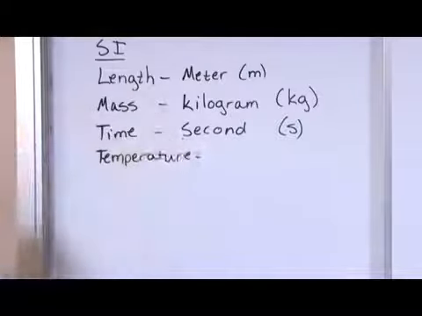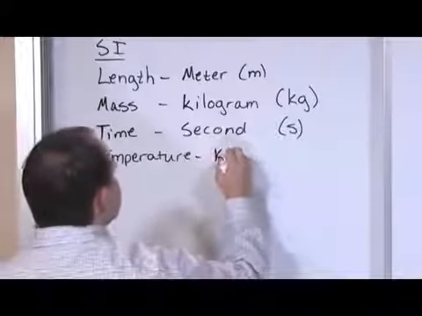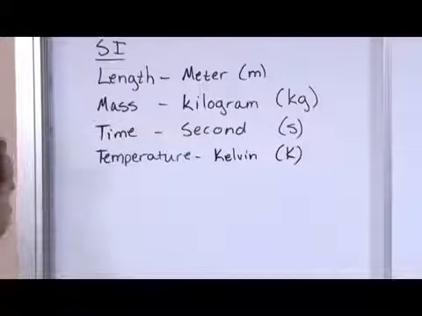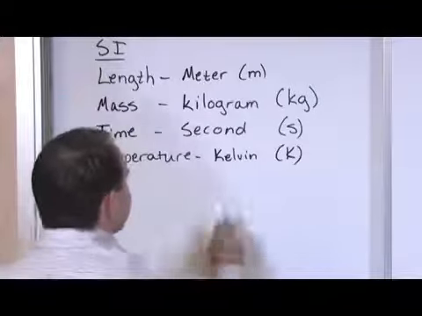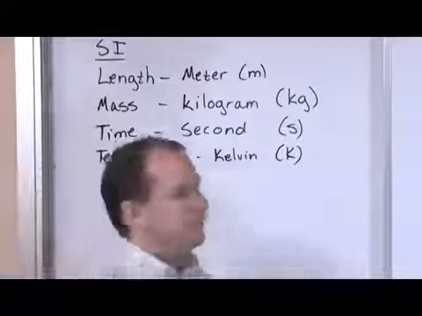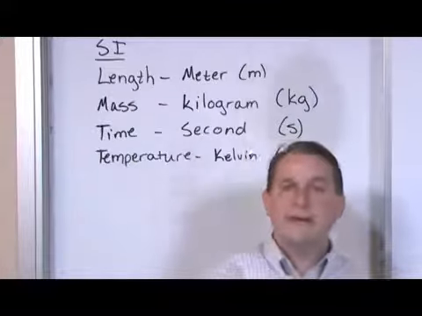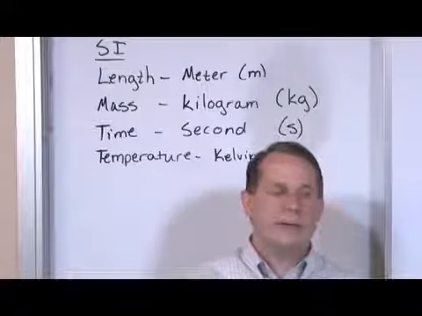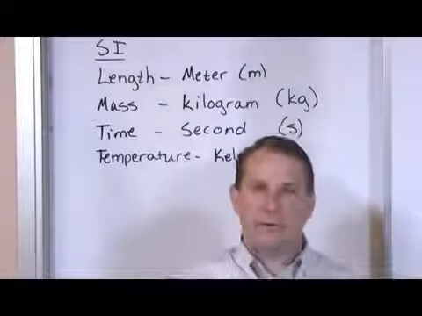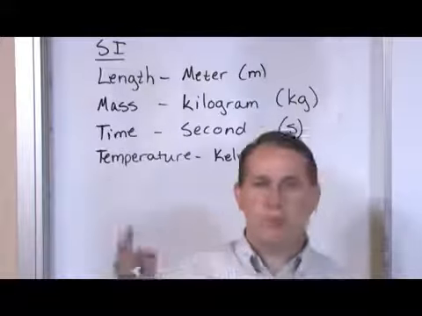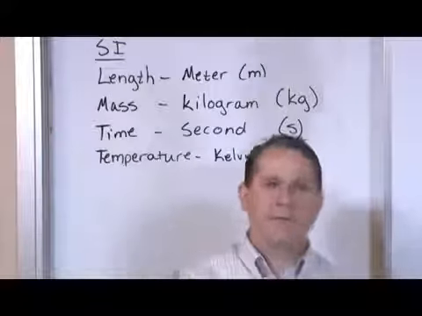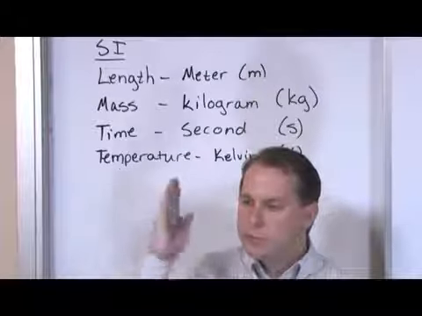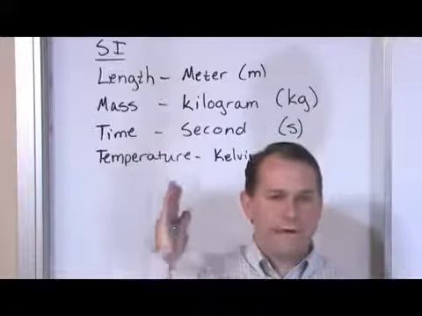For temperature, the SI base unit is actually something called the Kelvin, which is symbolized by the letter K. Later on in chemistry, we will use the Kelvin pretty extensively. It's kind of interesting: 0 Kelvin is when all atomic motion stops. When you say something has temperature, it means the atoms are vibrating. When you heat something up, the atoms are vibrating even more. When you cool something down, the atoms are vibrating less. So the Kelvin scale is the absolute temperature scale.